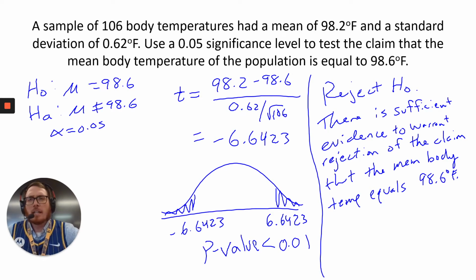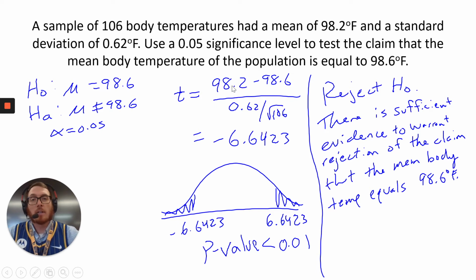This question says a sample of 106 body temperatures, that's N, had a mean of 98.2 degrees Fahrenheit. That's X bar, the sample mean, and a standard deviation of 0.62, which is S, the sample standard deviation. Use a significance level of 5% or 0.05 to test the claim that the mean body temperature is equal to 98.6. That means my null hypothesis is the mean equals 98.6. The alternative would be not equal to 98.6 with an alpha level of 0.05.